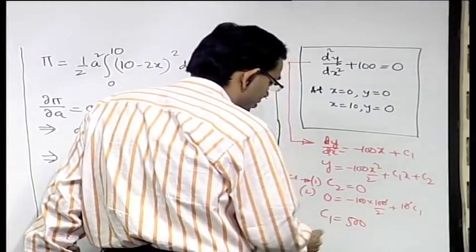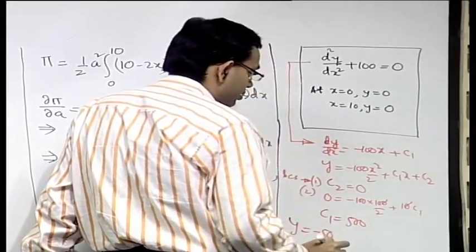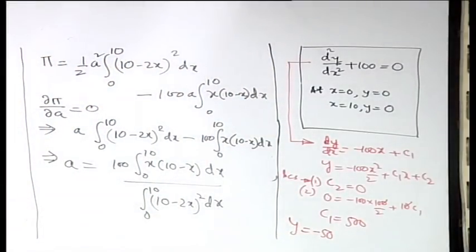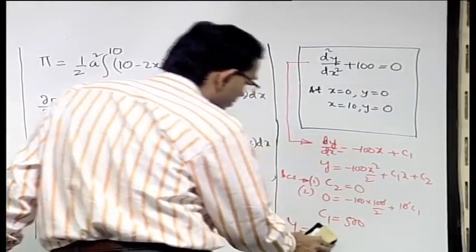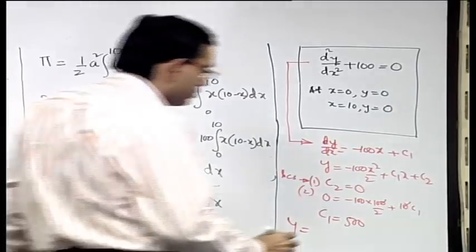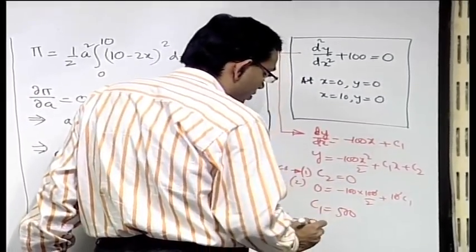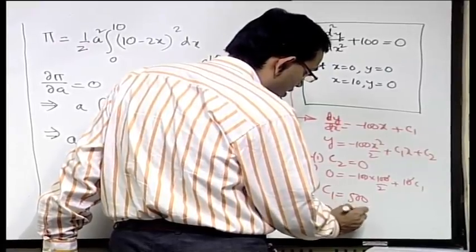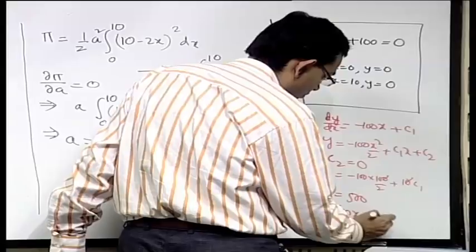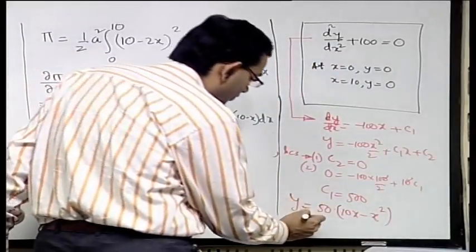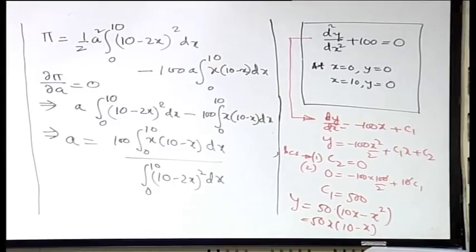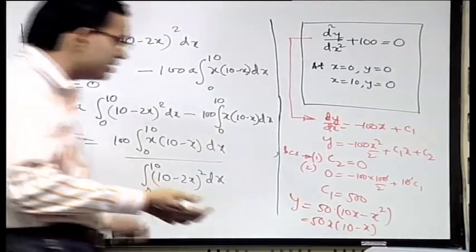So, y becomes minus 50, sorry, if you take 50 as common, then 10x minus x square. So, 50x into 10 minus x. You can see that this is a special case where the approximate solutions and the exact solution are the same. This is the exact solution.